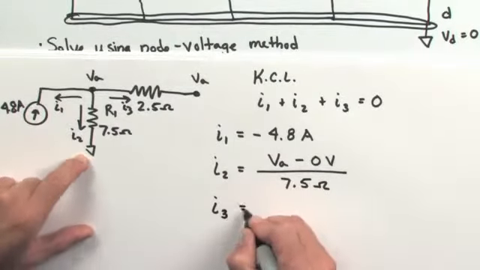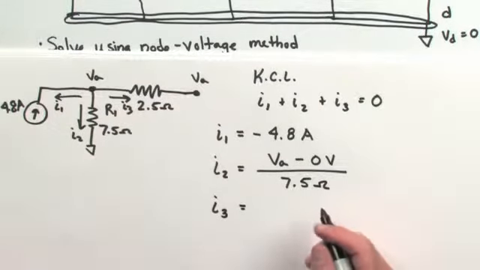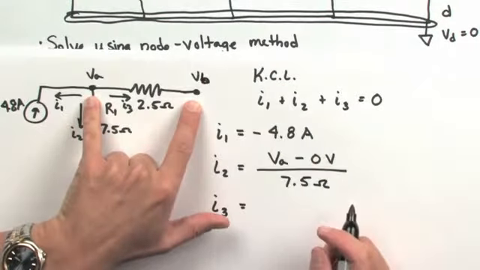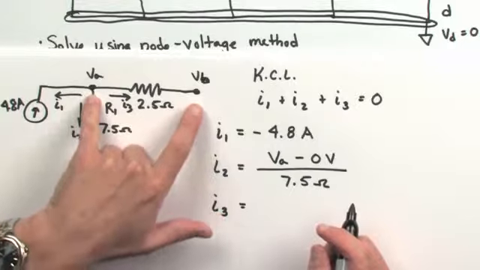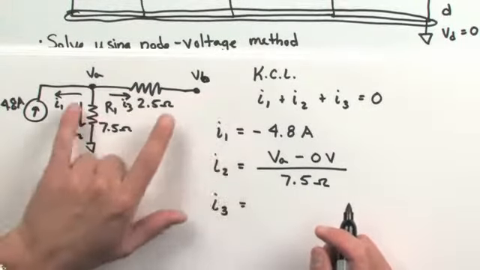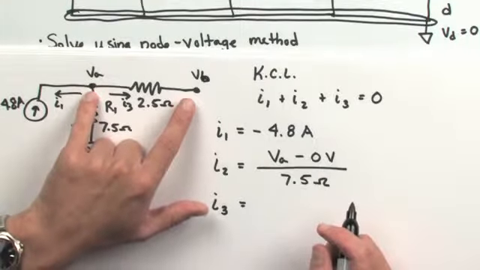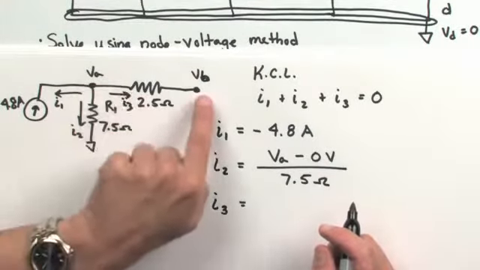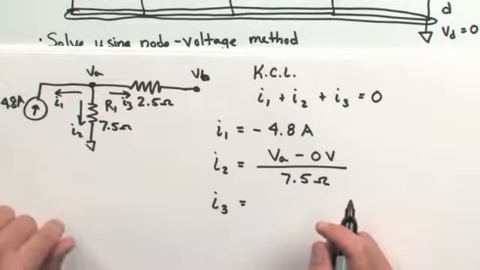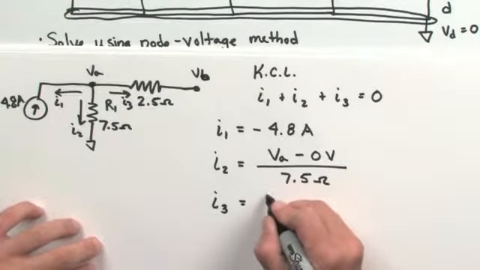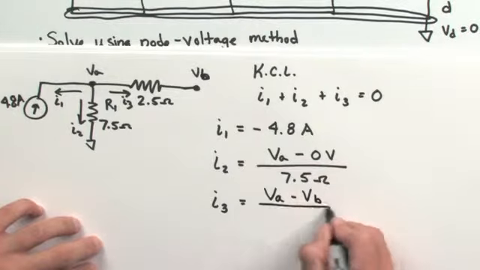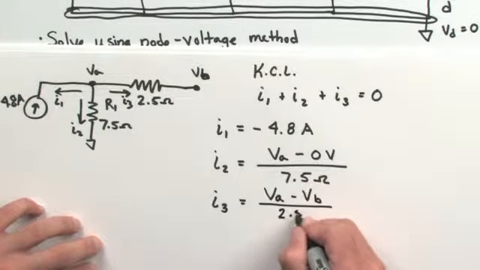The current through path 3, or resistor 2 right here, depends on the potential at node B and the potential at node A. Since we're assuming that the current is always leaving the node, for that to be true, the voltage at node A must be higher than the voltage at node B. So I'm going to write my current equation based on Ohm's law using that assumption: VA minus VB divided by the resistance of the path, 2.5 ohms.